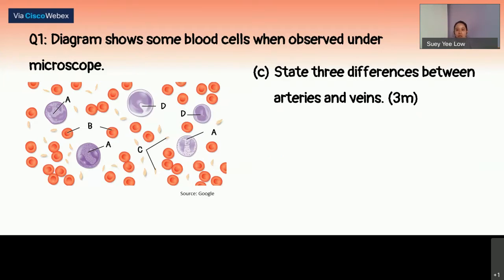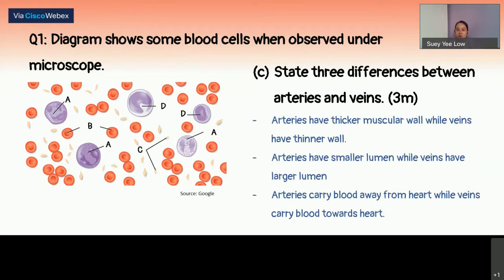Okay. So state three differences between arteries and veins. Oh, this one is like a long time story already, right? So you have to really know, from long time ago. So here I give you the answer. Artery has a thicker muscular wall while veins have a thinner wall. Then next, artery has a smaller lumen while veins have a larger lumen. You can also say artery has higher pressure, veins have lower pressure. Say also, artery carries blood away from your heart and the veins carry blood towards your heart. Either one, you can state any three. There's much more in our table, remember?